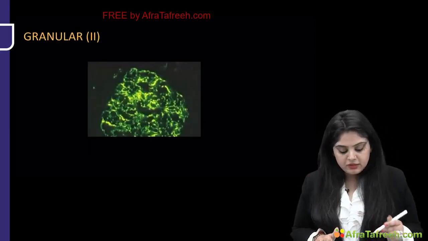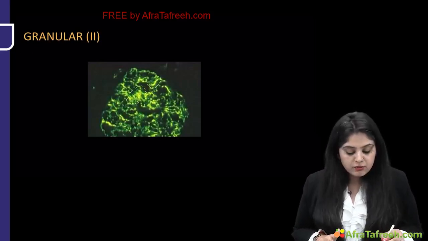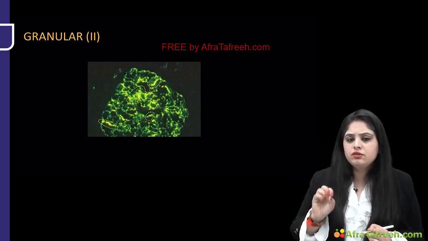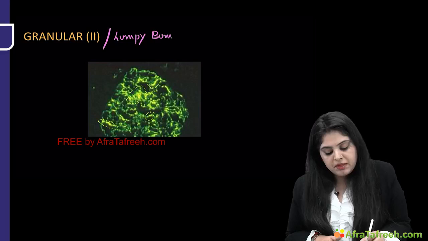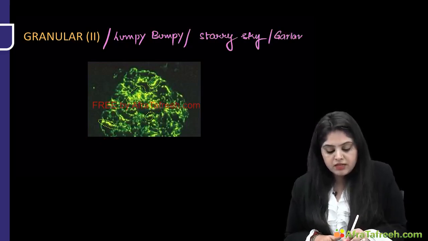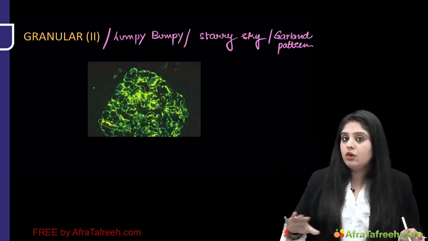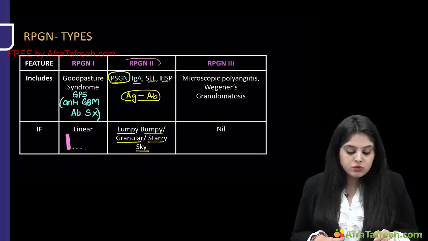So have a look at this. This area is shining more over here, then this area is shining a little more, this area is shining more. So some areas are shining and some areas are not so shining. So these can either be known as granular, or they can be referred to as lumpy bumpy, or they can be referred to as starry sky. They are the same things. And one more name I'll tell you. Some people also call it a garland pattern. So granular, lumpy bumpy, garland, starry sky, all of them are the same thing. Yes, they are seen in PSGN also, and they are going to be seen in RPGN type 2 as well.